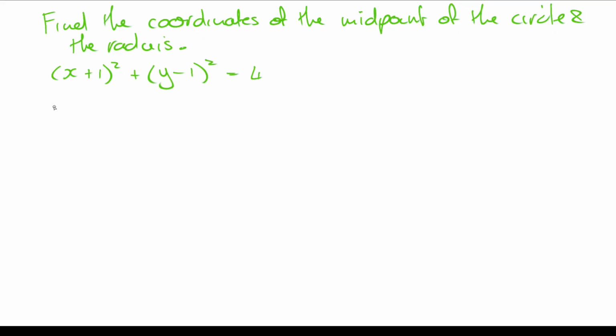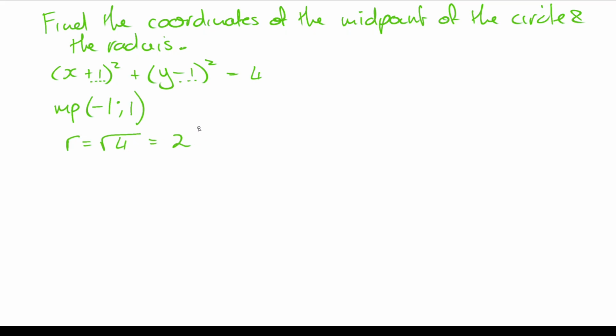When they ask you for the midpoint, it is simply this one and this one with their signs changed. So this one is a positive one, it becomes a negative one. This one is a negative one, it becomes a positive one. Okay, the radius is this guy squared. So the radius squared rooted is 4 equals 2.